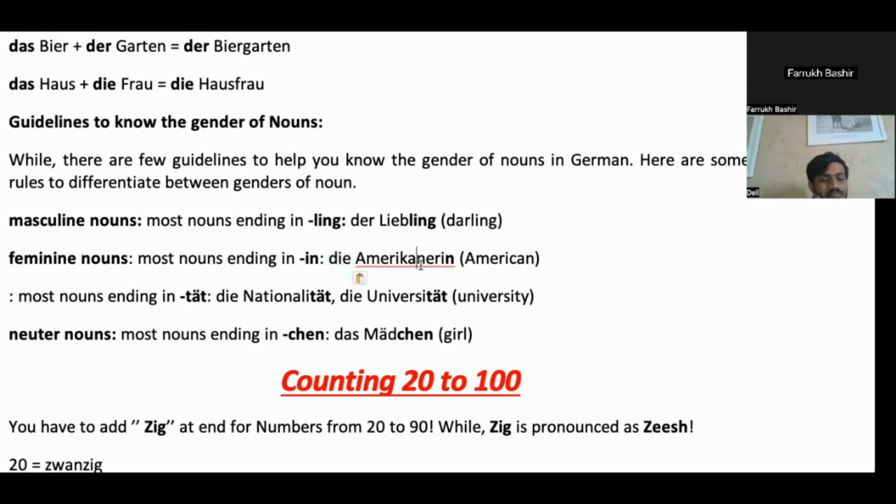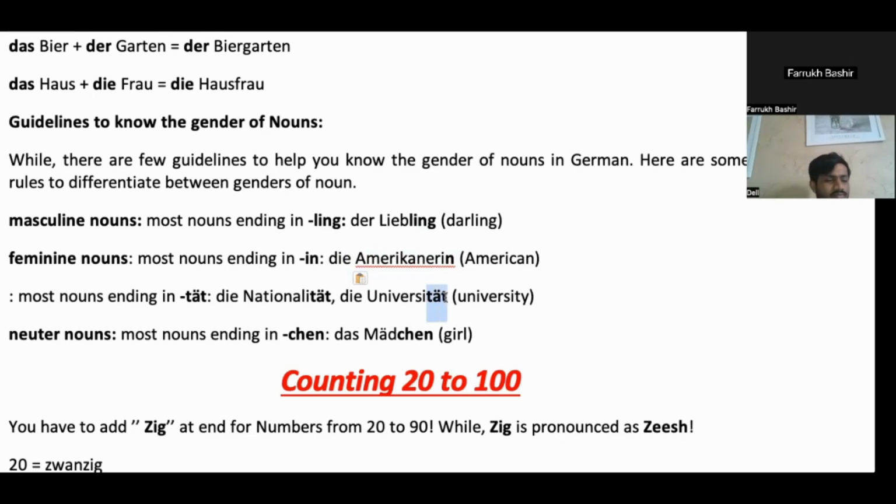Amerikanerin means the American. So technically, I'm talking about the female. If it is an Amerikaner, that means it is a masculine male. Next is the suffix -heit or -tät, like the Nationalität or the Universität.